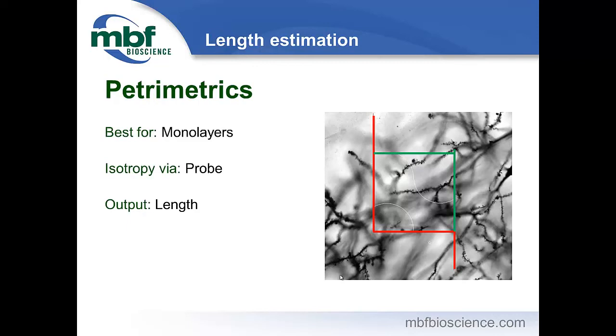So if you have a monolayer, the method that you can use to estimate length is a technique called petrometrics. In this case, you do get isotropy via the probe, and the output is length. You would have a cycloid shape presented across your tissue in a systematic and random way, and you would place a marker on each point where the fiber crosses the probe itself. Usually we use a plane to probe for the length of a line, but because we're in a 2-dimensional situation here, we can use one line to probe for the length of another line.